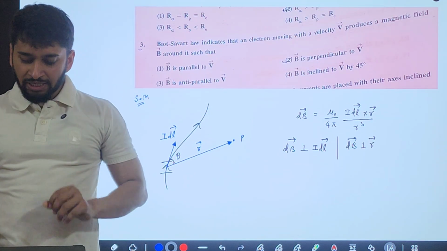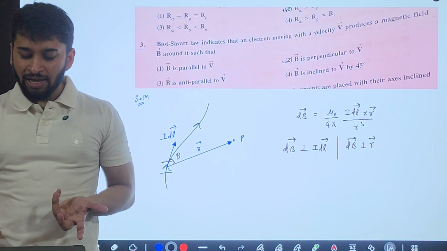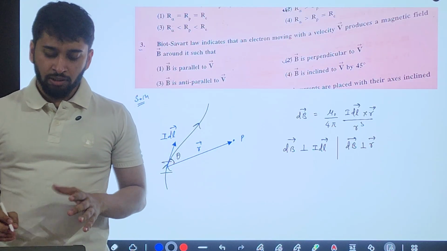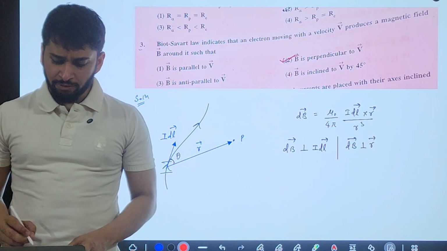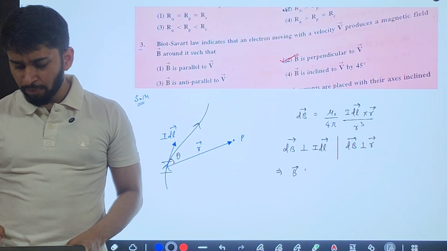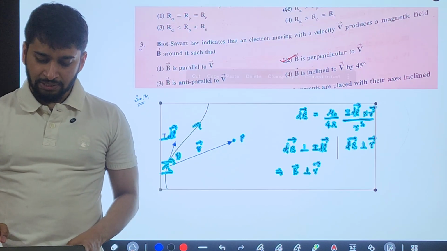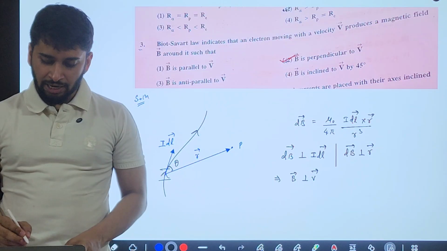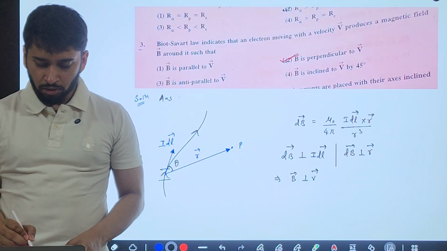So what happens here? You can see that both will be perpendicular. B bar will be perpendicular to I dL bar, and in a way, it will be perpendicular to V bar. So the answer will become B bar is perpendicular to V bar, so the answer here will be option 2. This implies that B bar is perpendicular to V bar as well. That's the point here. So the answer will be option 2.